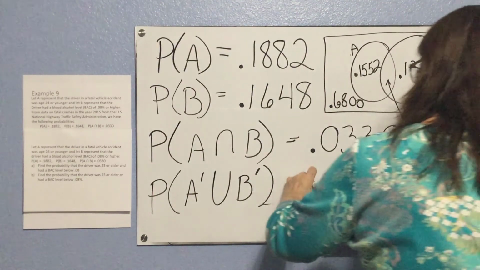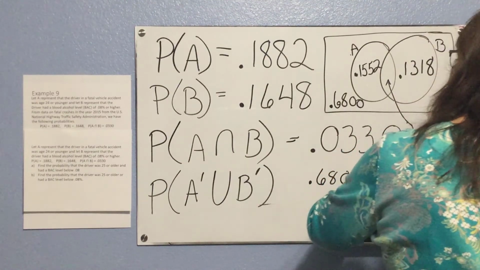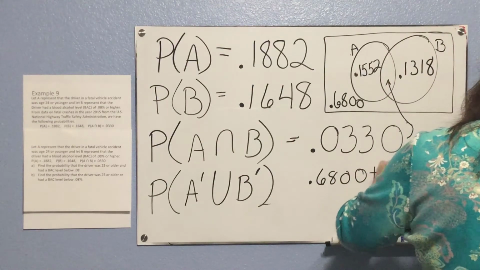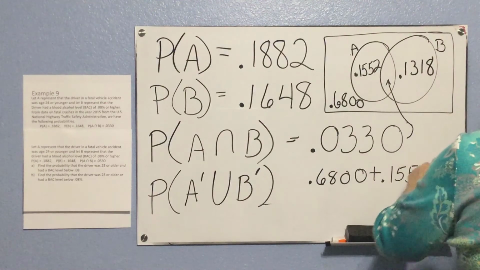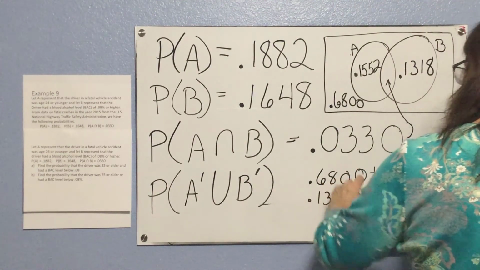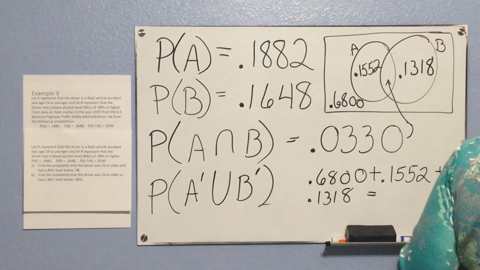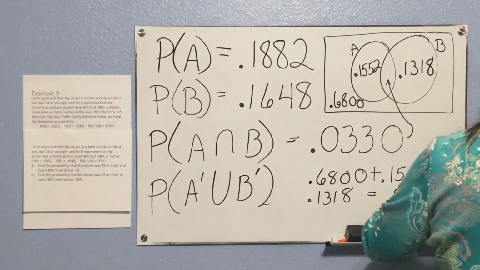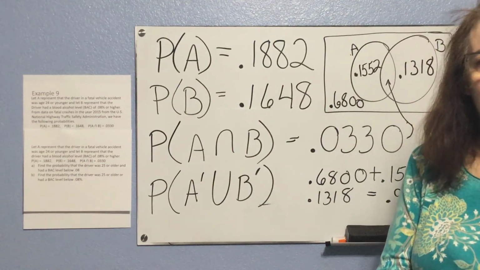So this is going to be 0.6800 plus this area 0.1552, because that's part of B complement, plus 0.1318, that's part of A complement. When I add all of those together, I get 0.9670. Pause the video now and work on checkpoint 8.